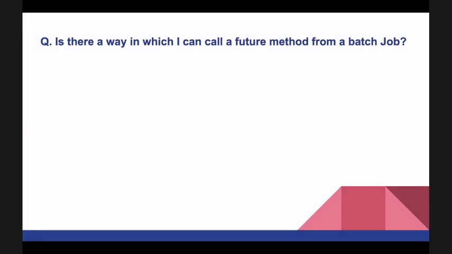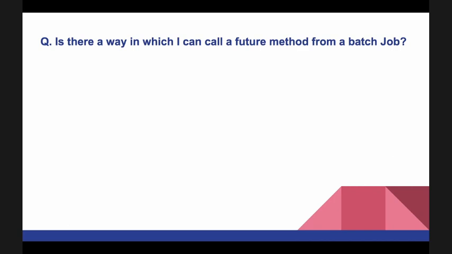Thank you. I'll go for the next question. Is there a way in which I can call a future method from a batch job? Yes, it is a very important question. Why? Because we read that we cannot call a future method from a batch job. So the answer will be no, we cannot call a future method from a batch job.